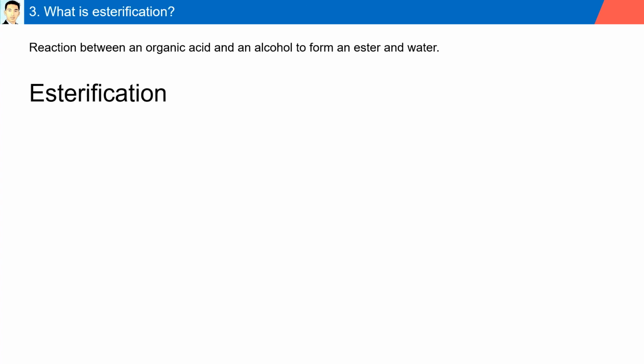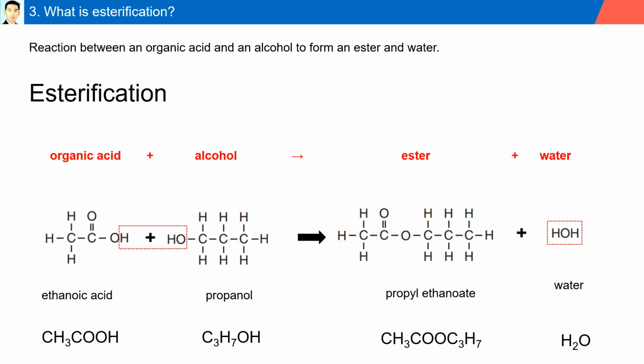What is esterification? It is a reaction between an organic acid and an alcohol to form an ester and water. In this example, the organic acid is ethanoic acid and the alcohol is propanol, forming the ester propyl ethanoate and water.